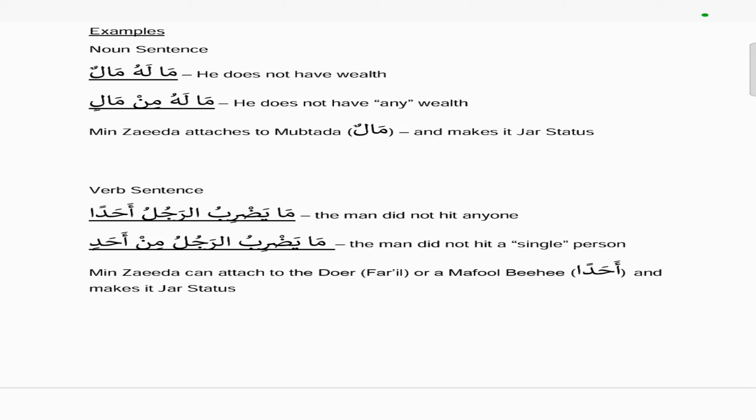Ma lahu min malin. So the min za'ida attaches to the mubtada and makes it in jar status, because the lahu is actually the muta'alliq bil khabar, and the malun is the mubtada. So ma lahu min malin. The min za'ida attaches to the mubtada, the malun, and makes it in jar status. So the translation will be he does not have any wealth. That's what the min does.